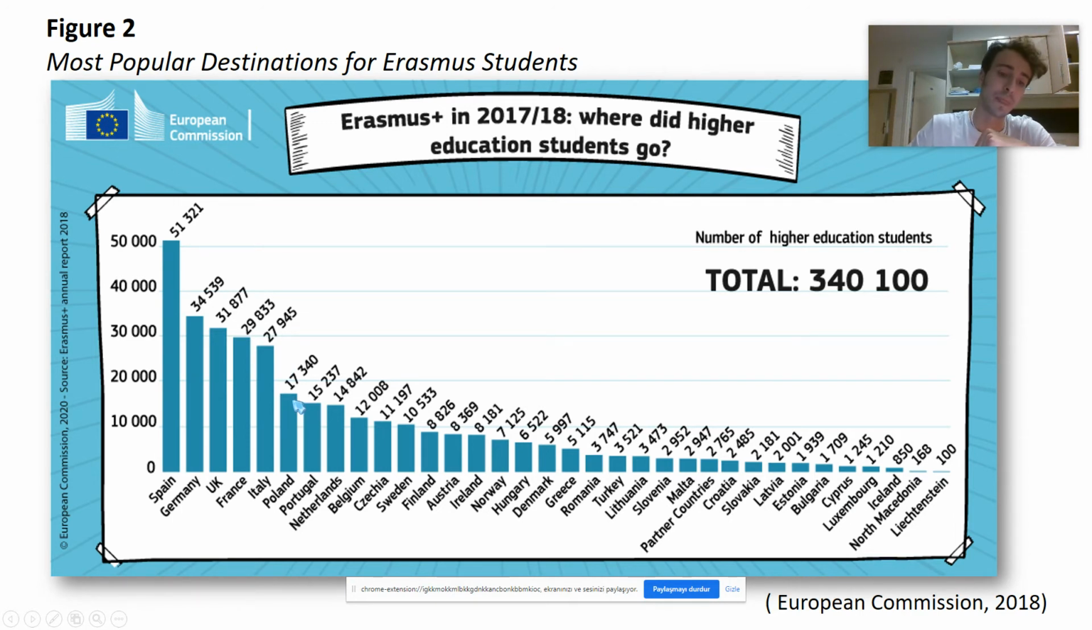But starting with Poland until the last country, there is a gradual decrease. Yeah, there is a gradual, and here is a slight decrease to the end of the graph.